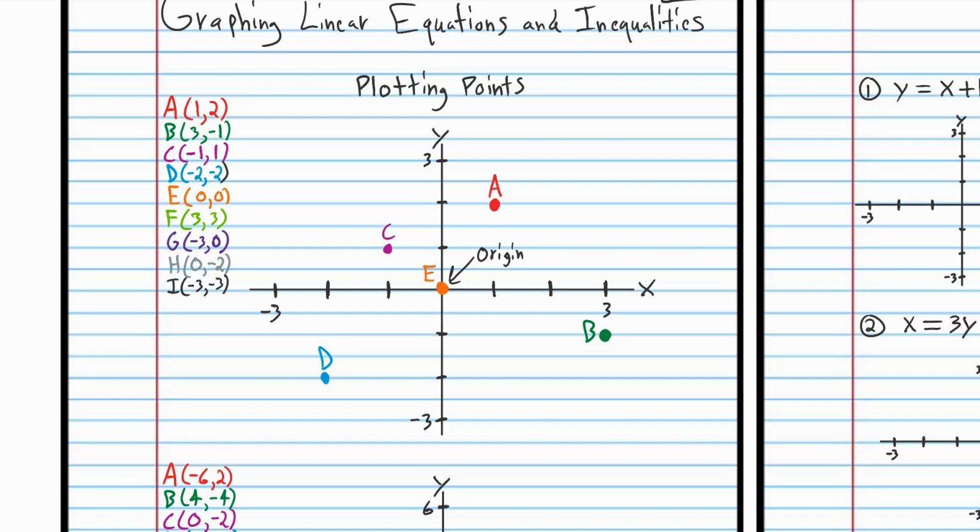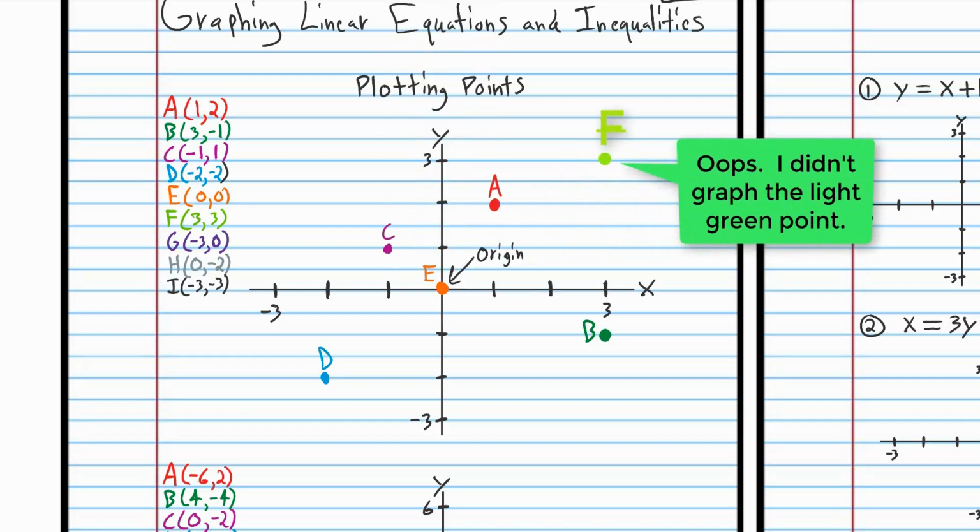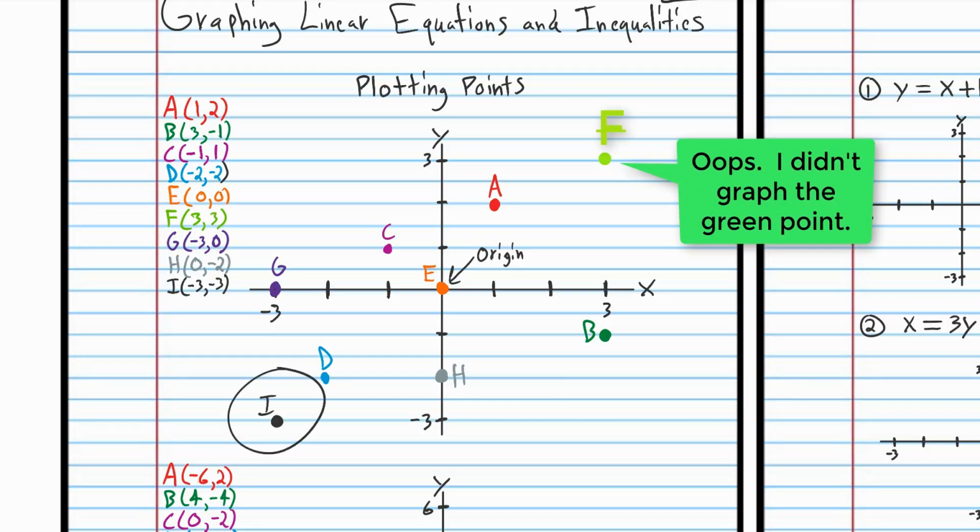And then the purple. Let's get a purple pen here. Dark purple. -3, 0 would be here. And that's G. And then H is gray. 0, -2, that would be down here. And then I is a black pen. Let me get my black pen out. -3, -3. That would be all the way down to the left. So that's down here. So that's how you plot points. As you can see, it's not very difficult. It's pretty easy.